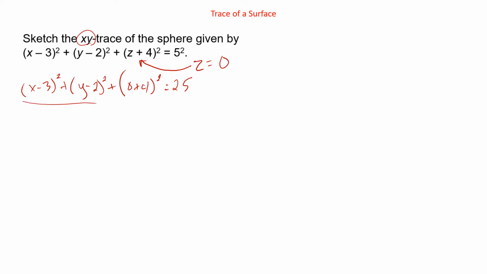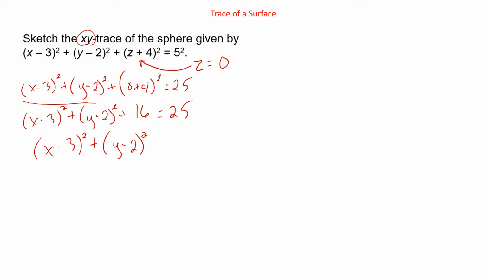These aren't going to change. Just x minus 3 squared plus y minus 2 squared plus 4 squared, which is 16, equals 25. Subtract it over. X minus 3 squared plus y minus 2 squared equals 9. So this would be a circle with a center of (3, 2) and a radius of 3.